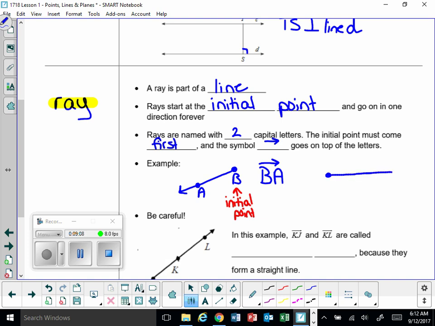If I had this ray, I would start with C because that's the initial point, then it's going through D, and I put the little baby ray symbol on top. No matter which way your ray points in the diagram, the symbol on top of the name is always going to the right.